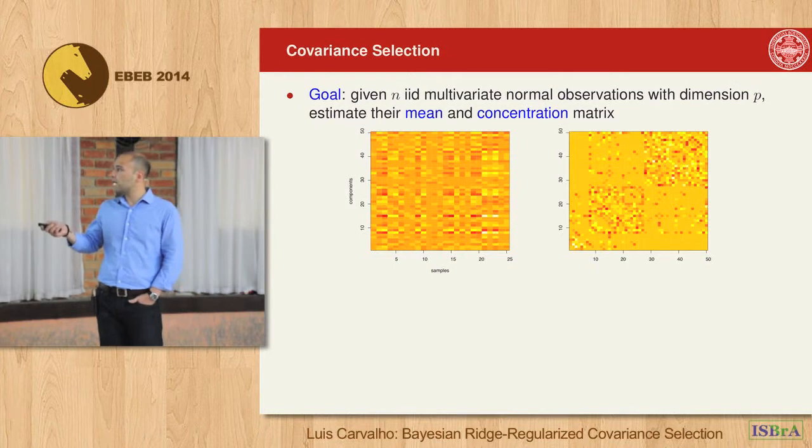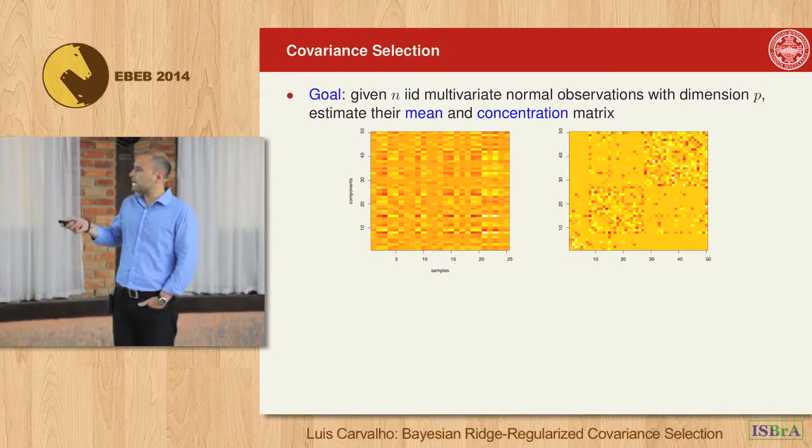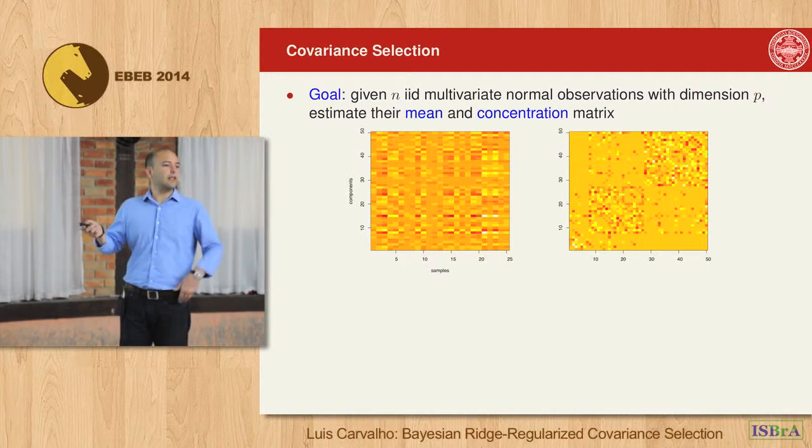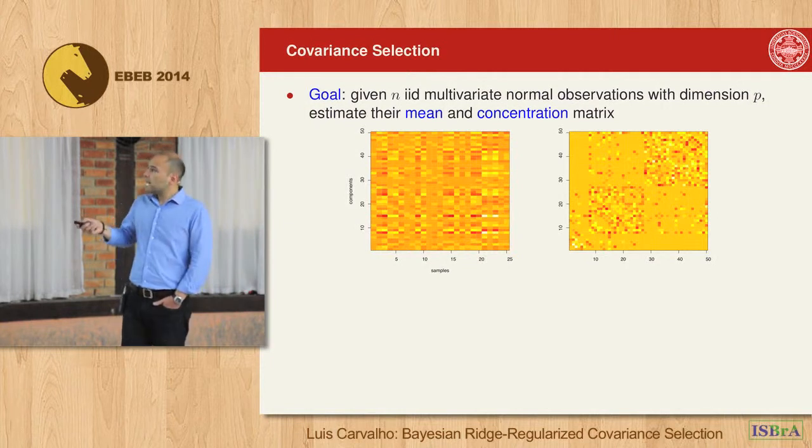Here's an example where I have 25 samples, and 50 components of this multivariate vector. You can see that in some samples, some components go together, so they should be strongly correlated. If I plot my estimate of the concentration matrix, or the true concentration matrix that generated this data, you realize that there is some pattern. There are some blocks of components that have high concentration.